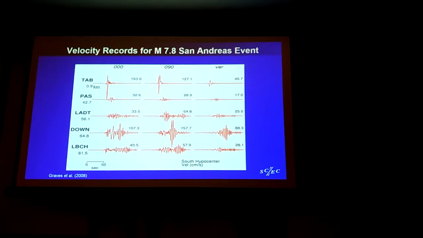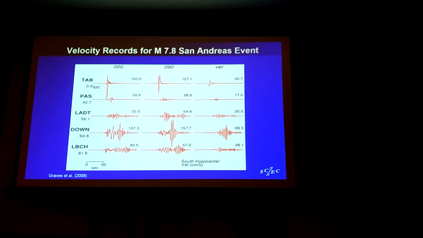And you can see the Table Mountain site, the top row, is very impulsive-like. That's exactly what we'd expect to see for a site near the fault rupture of a large earthquake. Pasadena, the motions are fairly small. It's a rock site outside the basin.